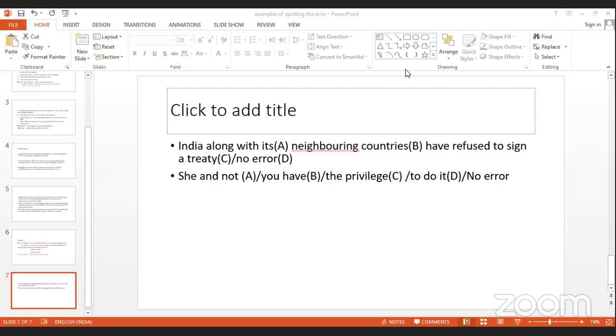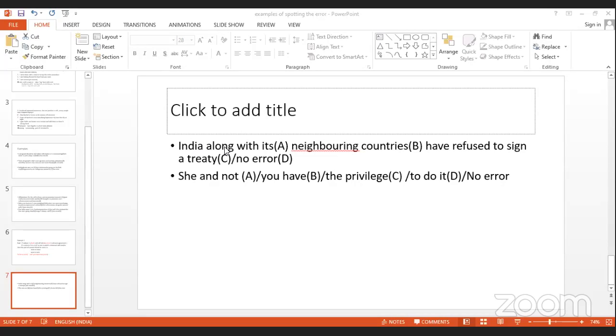Look at the sentence properly. Answer: she, and not you, has the privilege to do it. So what is the rule? Whenever these conjunctions come, like "and not", "along with", "besides", "rather than", "as well as", and they appear in a part of a subject and connect to a noun or a pronoun, always use the first subject and cancel the second subject.